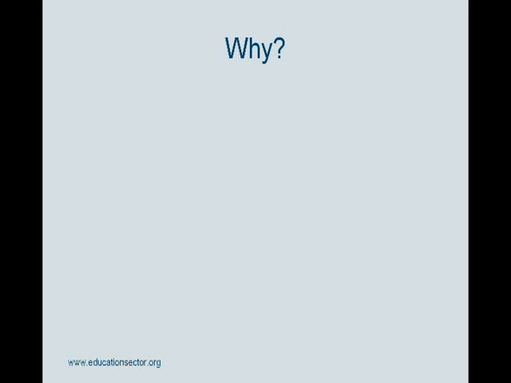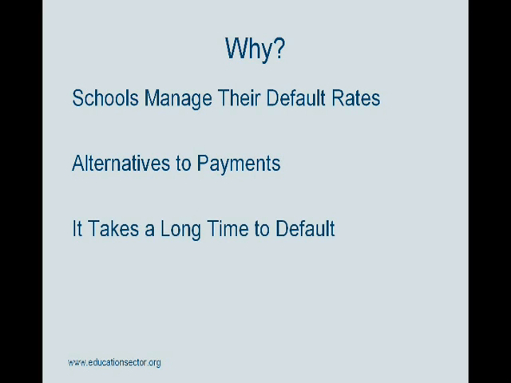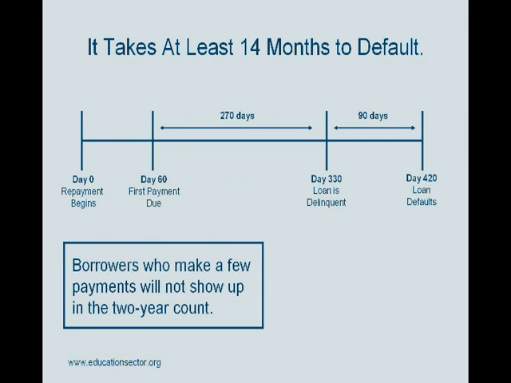Why is this? First, many schools actively manage their default rates by providing counseling or assistance for the first 2 years. Second, students take advantage of options like forbearance, which allows them to stop making payments without risking default. And third, it takes a long time to default. Even if a borrower never makes a single payment, it may take about 14 months to default. This means that borrowers who make only a few payments would likely still not show up in the 2-year default count.